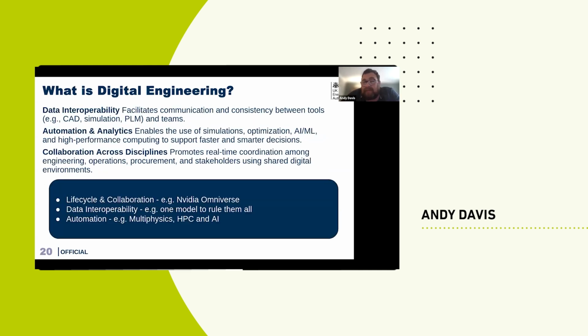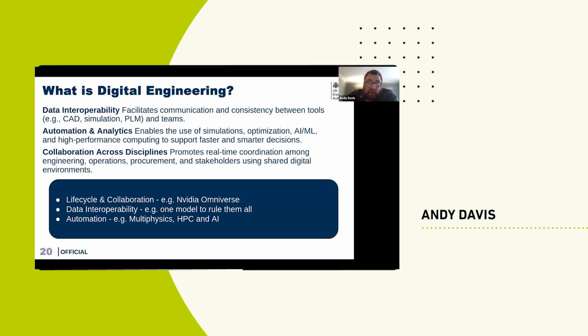Interoperability between tools. One of the things that really bogs down standard approaches is incompatible commercial tools which can't really communicate between themselves. Really, a huge accelerator is automation, being able to use simulation, optimization, and machine learning, high-performance computing to give us faster and smarter decisions. A huge power-up, though, is collaboration across disciplines.